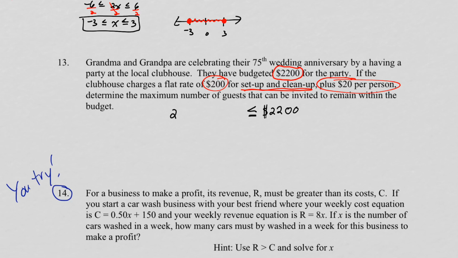We already mentioned that it's a $200 one-time fee and $20 per person that you invite, or guest. So if you invite 0 guests, then there's not going to be an extra cost, and you don't want to invite an unlimited amount of guests, so you have to have a certain amount of guests you can invite so you can stay in your budget. So this is our inequality, and now we go ahead and solve it. We just do the normal procedures here.